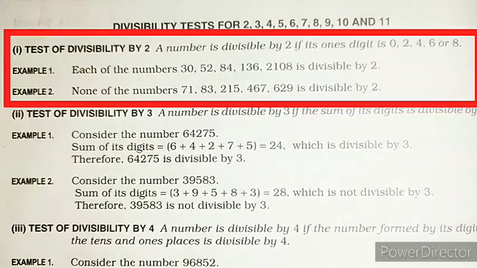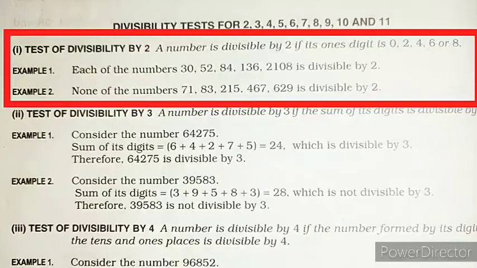By seeing the number, we have to tell whether the number is divisible by 2 or not. How? A number is divisible by 2 if its ones digit, the digit in the ones place, is 0, 2, 4, 6 or 8. If any number ends with any of these digits, then the whole number is divisible by 2.